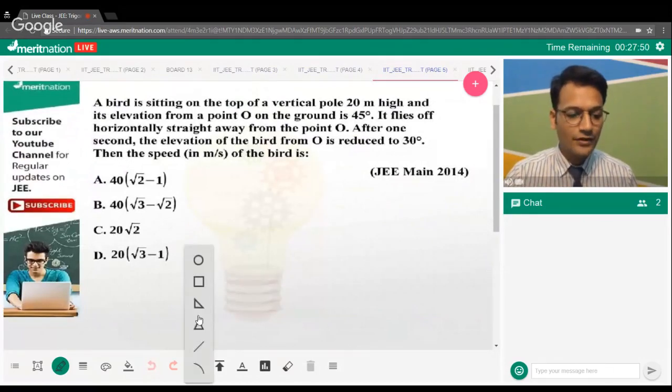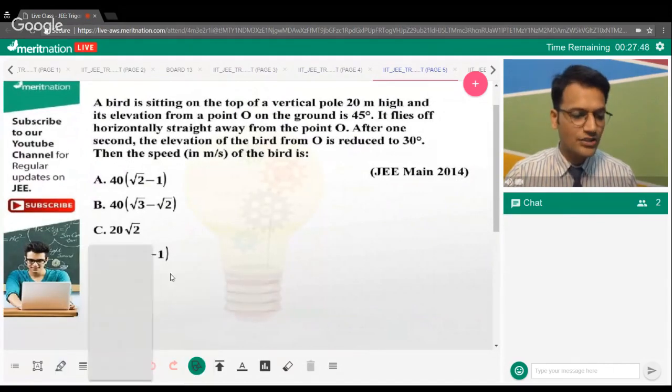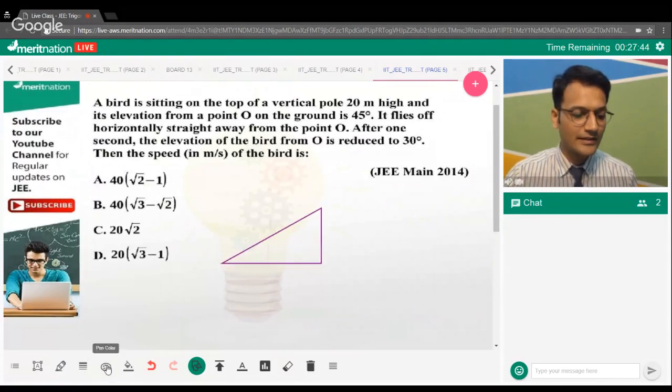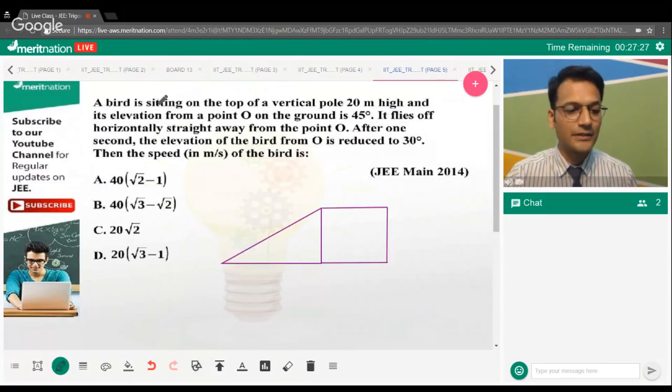So over here, just read this question once. I'll quickly make the diagram meanwhile. It's a very simple question to understand and to do. You can also do this question by normal trigonometry, which is surely a case. However, if you want to precisely make it simple, this is the way which you can apply. A bird is sitting on top of a vertical pole 20 meters high.